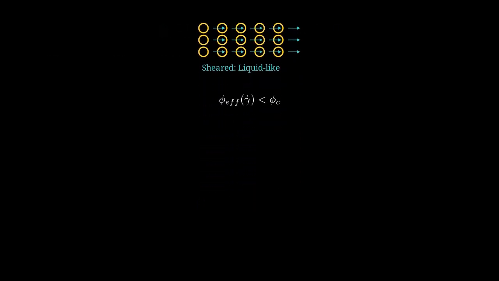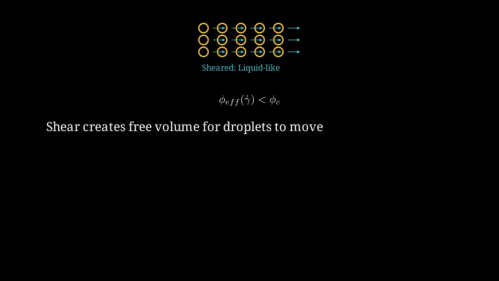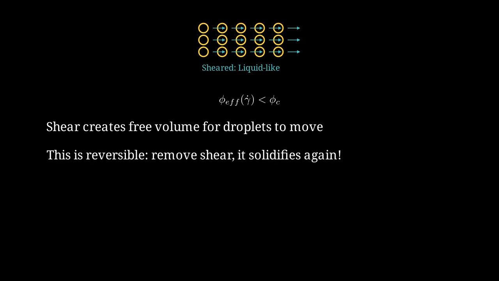We can think of shear reducing the effective volume fraction below the critical jamming point. Shear stress effectively creates free volume and pathways for droplets to slide past each other. Remarkably, this process is reversible. Remove the shear stress, and the droplets rejam into a solid state within seconds.